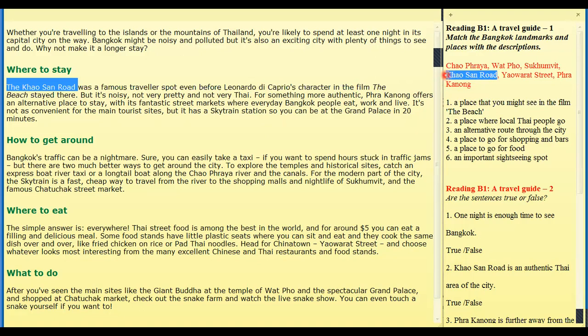Again, this is called scanning. You don't have to read the whole text. You just go quick, find the keyword, identify the synonym, and read the sentence or the sentence that is located before or after that keyword.